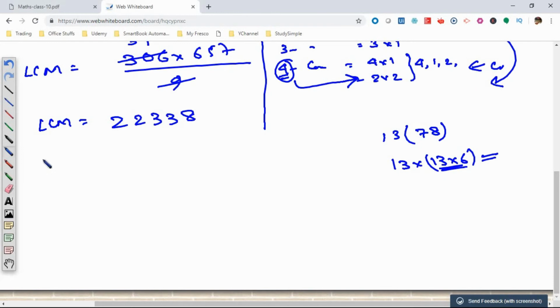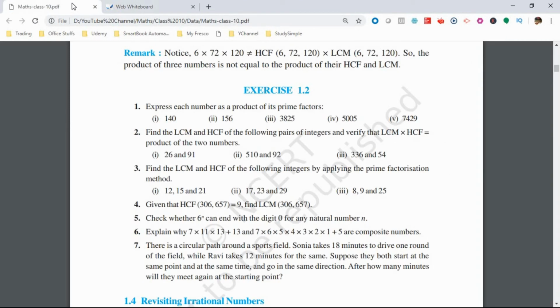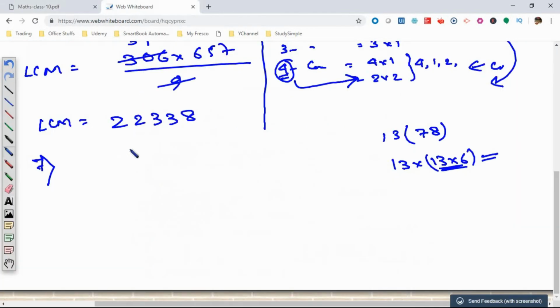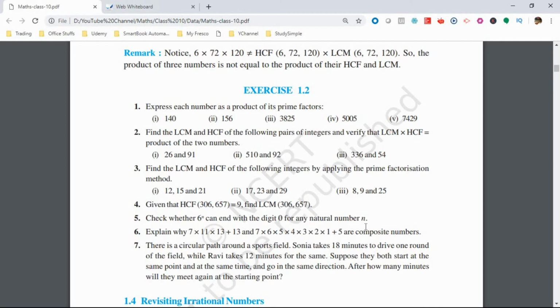The last question is the 7th one. There is a circular path around a sports field, and Sonia takes 18 minutes to drive one round of the field, while Ravi takes 12 minutes for the same. Suppose both start at the same point at the same time and go in the same direction. After how many minutes will they meet again at the starting point?